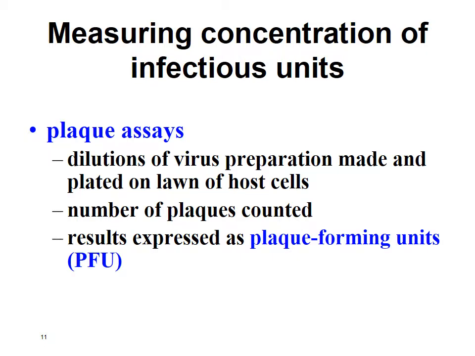Therefore, a count of the plaques produced at a particular dilution will give the number of infectious virions. And this number is referred to as plaque forming units, or PFU. And the concentration of infectious units in the original sample can then be easily calculated.